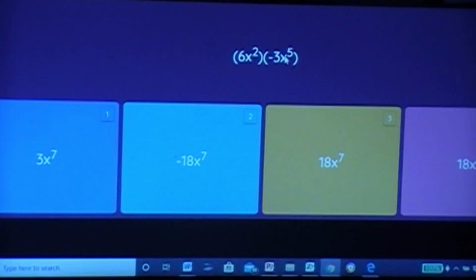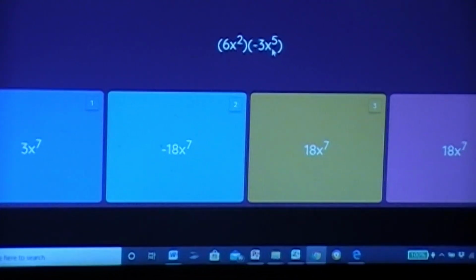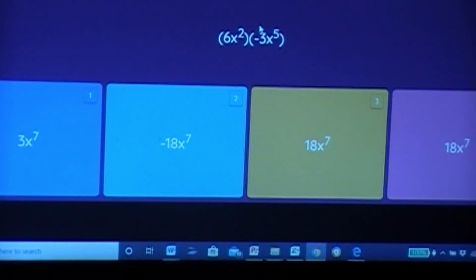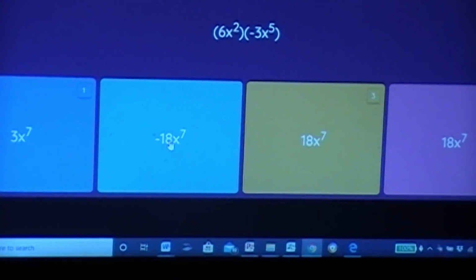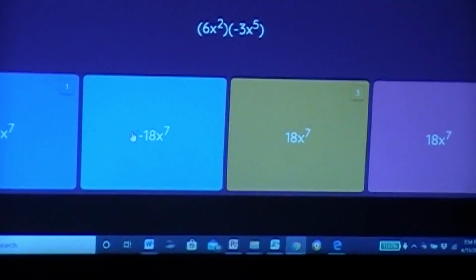x squared times x to the fifth. Remember, multiplying bases, exponents, find the sum. That means add, ladies and gentlemen. 2 plus 5 is 7. Negative 18 x to the 7th power is my answer.